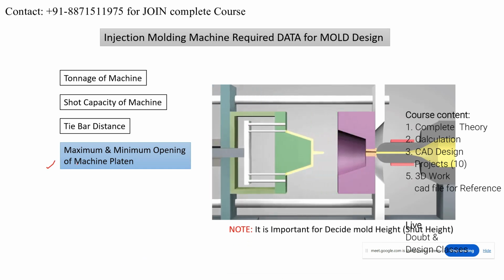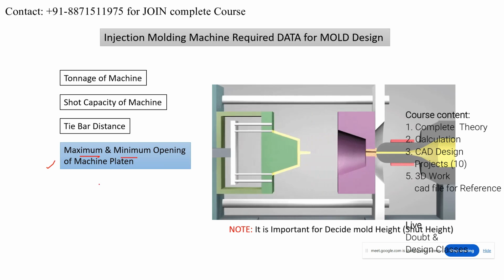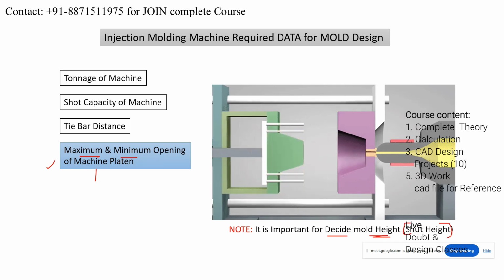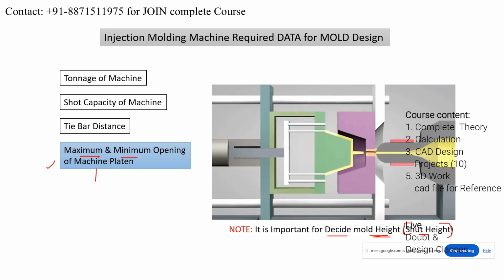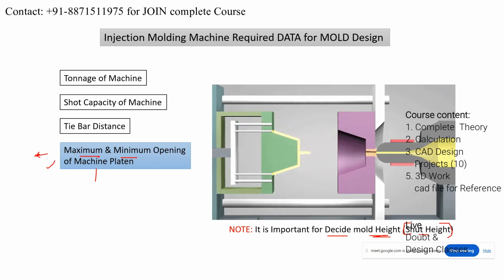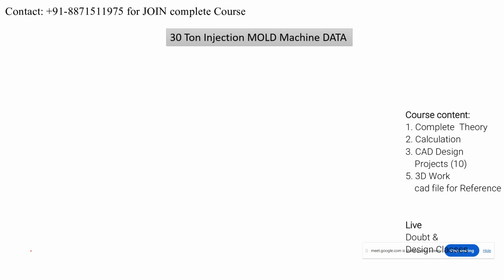And the maximum and the minimum opening of the machine platen is important. Why? For deciding the mold height, or you can say the shut height. This data we can get from the machine catalog. Is it clear? Okay, I hope you understood.